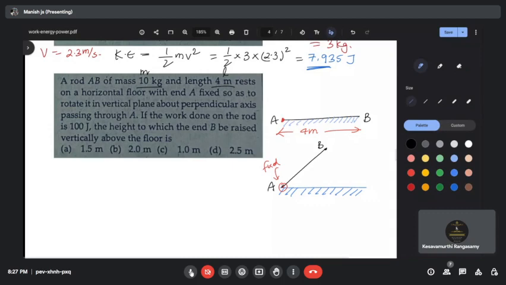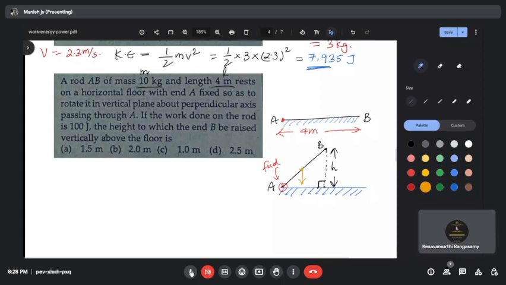So as you're pulling end B upwards, you can see that you're raising it to a height with respect to the ground. This is the height, H. Are you getting it? So you can see a right angle triangle is formed. So the center of mass of the rod would lie at this point, that is at the point of 2 meters. This is the center of mass.